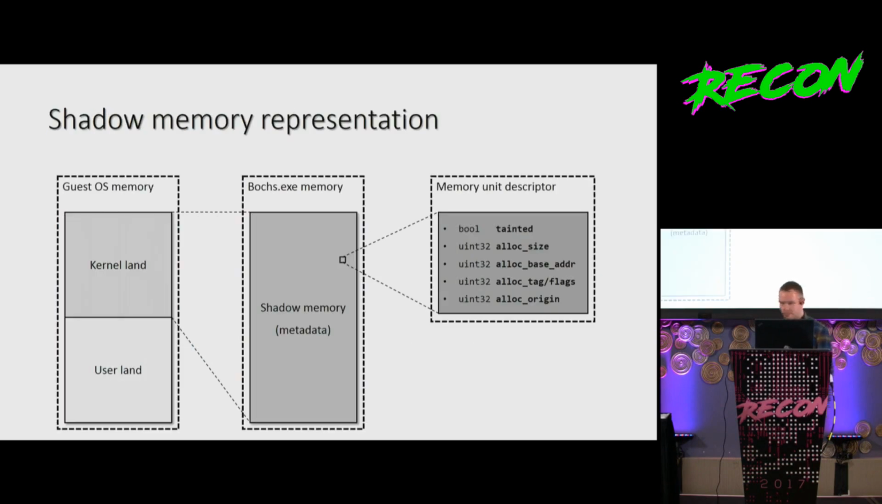So here we have the representation of the shadow memory, which stores all of the taint information that we have. You can see we have the guest memory. Half of it, in the case of Windows at least, is taken by the kernel land memory, and all of it has basically a linear representation in the shadow memory. Each item in the shadow memory stores several types of data, most importantly the taint information, but also the allocation size that this memory unit belongs to, the base address of the allocation, where the allocation was made in the kernel, what the flags specified in the allocator were, and stuff like that.